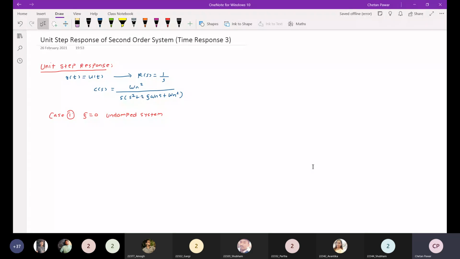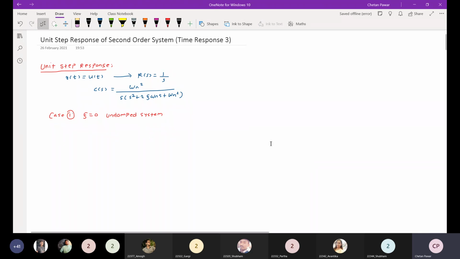ratio. Now, today we will apply the unit step signal to the second order system. We will do the analysis for different values of zeta, and we will observe the effect of the zeta value and the unit step signal on the second order system.